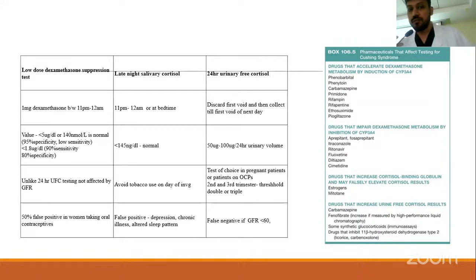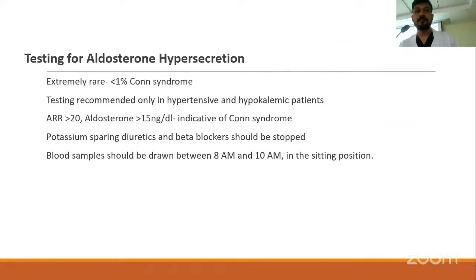However, this test shows false positive results in patients with depression, chronic illness, or an altered sleep pattern. 24-hour urinary cortisol, urinary free cortisol level. It is the investigation of choice in pregnant patients and patients on OCPs. 50 to 100 microgram per 24-hour urinary volume is the normal value. The threshold is increased up to 2 to 3 times in the second and third trimester. It shows false negative results if GFR is less than 60.